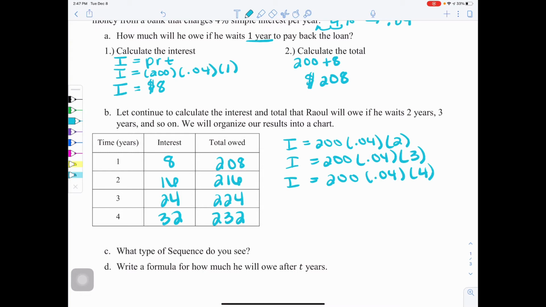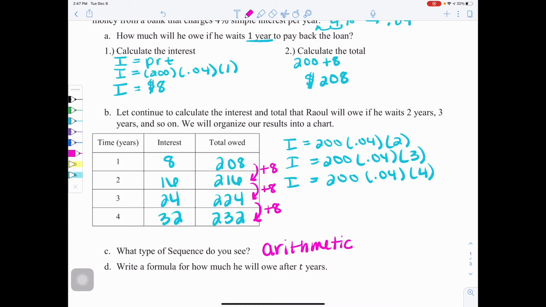In question C, it asks, what type of sequence do you see? So you know out of the sequences we've learned, we have arithmetic and geometric. Arithmetic, we want you to think adding. Geometric, you think multiplying. So if I take a look at what's happening within this table, to get from 208 to 216, I added 8. 216 to 224, we added 8. 224 to 232, we added 8. So if I was going to classify this as a type of sequence, I would classify it as arithmetic.